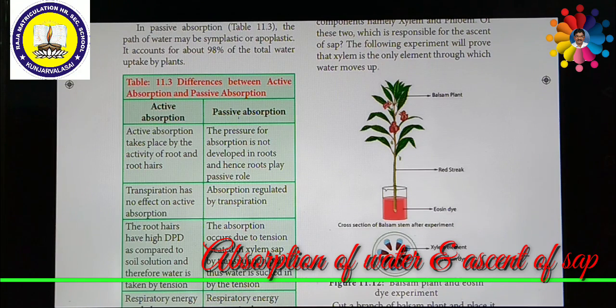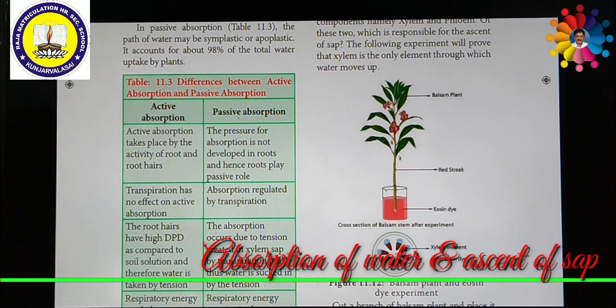One is capillary theory. What is capillary theory? In this capillary theory, capillary means a minute hole, a tube-like structure having a minute pore. The capillarity of the vessels under normal atmospheric pressure is responsible for the ascent of sap. But this theory was rejected because the capillary force can raise the water level only up to a certain height, but the ascent of sap takes place to much greater heights.